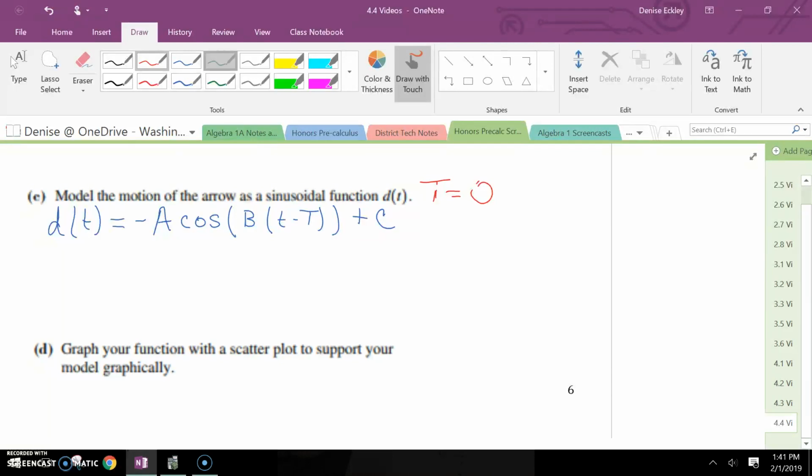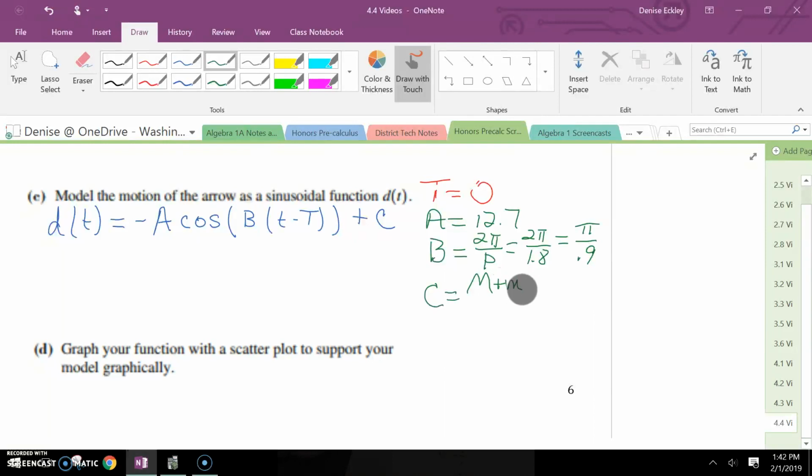We already have A. Our A is 12.7. We have B, so we can find B because we have P, which is 2 pi over P. So we're going to take 2 pi divided by 1.8, which we'll just leave as pi over 0.9. And then we have to find C. C is defined as taking the maximum distance plus the minimum distance and dividing that by 2.